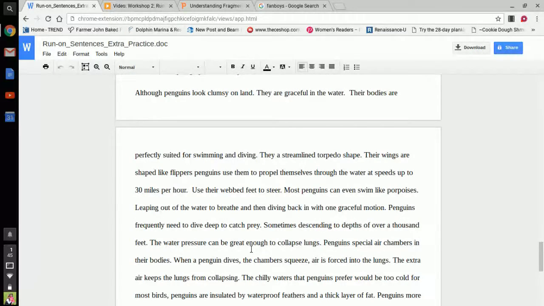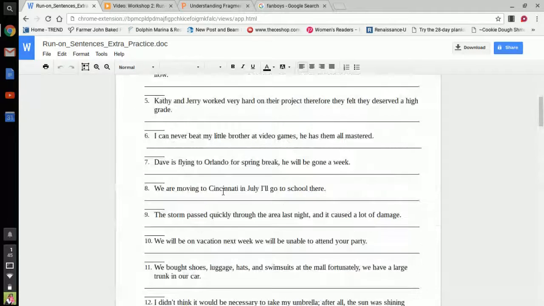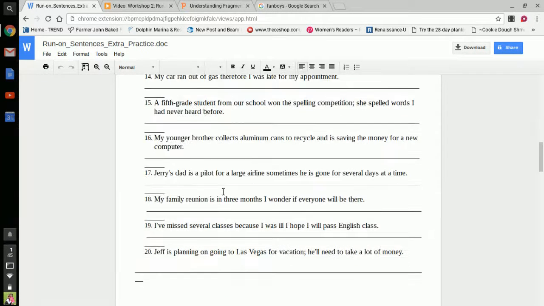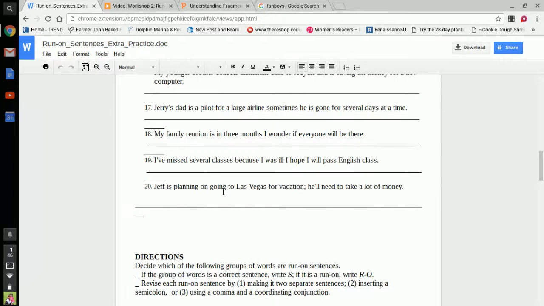So this is due Thursday. Please take your time. Please make sure that you are understanding it. And please make sure that you are focused on identifying fragments and run-ons in your own writing. When you write your summary on Teddy Roosevelt, I want you to go back and proofread. I know that seems like such a pain, but honestly, the best thing that you can do is go back and proofread.